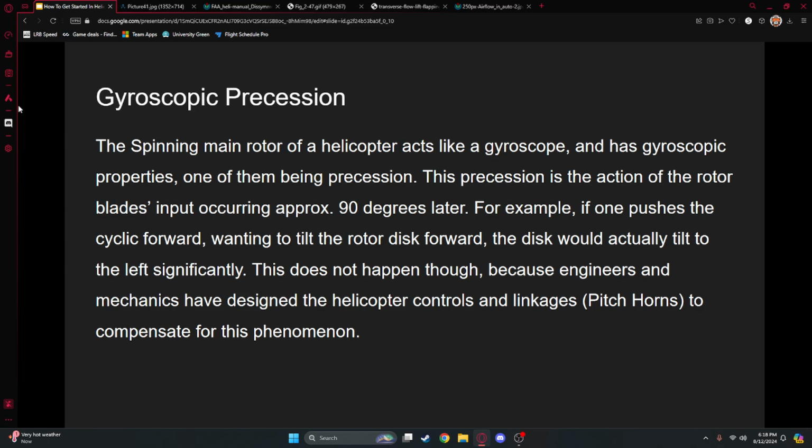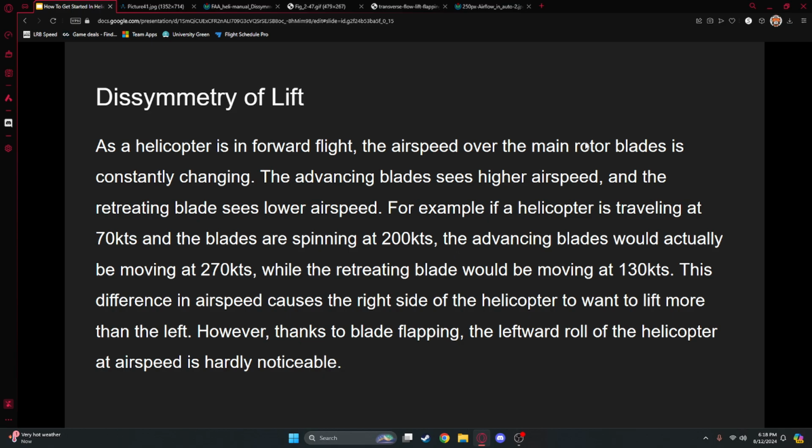So, gyroscopic precession. Dissymmetry of lift. Once again, I'm going to read this. As a helicopter is in forward flight, the airspeed over the main rotor blades is constantly changing. The advancing blade sees higher airspeed in forward flight, and the retreating blade sees lower airspeed. For example, if a helicopter is traveling at, say, 70 knots and the blades are spinning at 200 knots, these aren't accurate numbers, I'm just putting them.